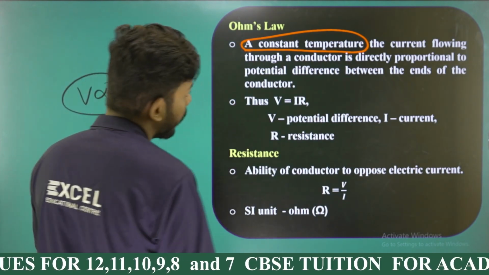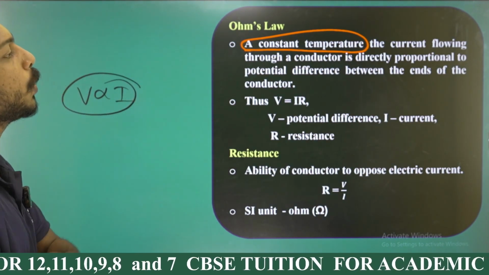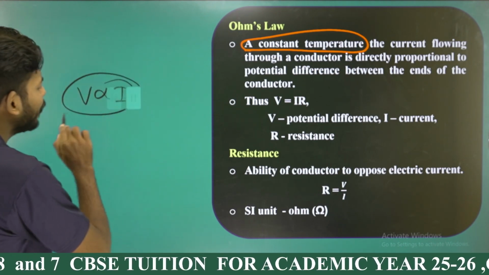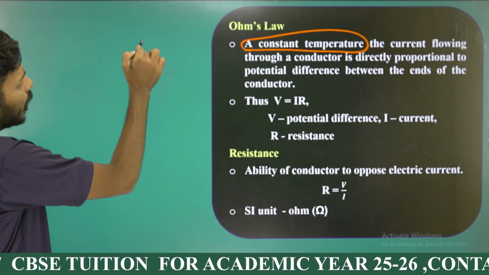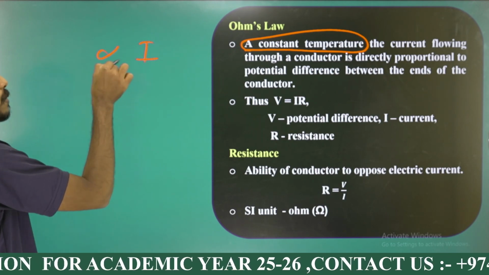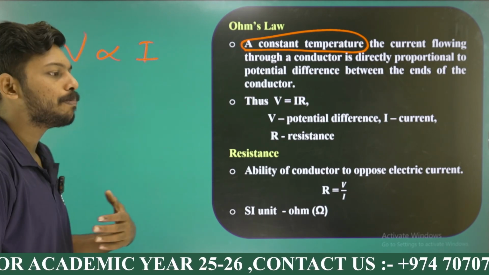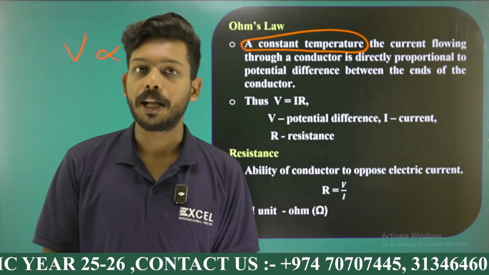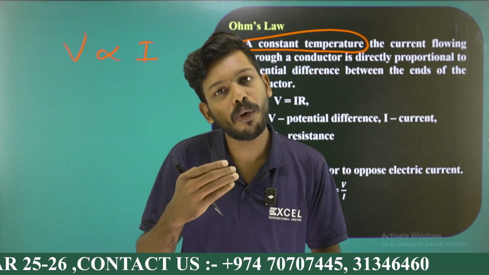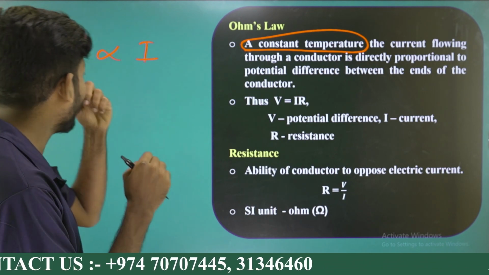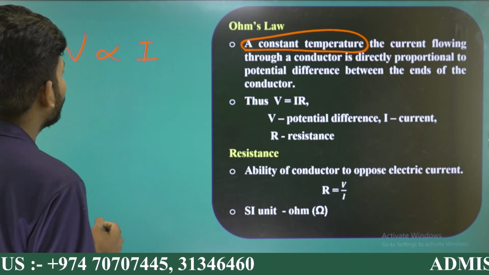The current flowing through a conductor is directly proportional to the potential difference. Already we have discussed that current is the flow of charge. The flow of charge is based on the repulsion. If the repulsion is high, the flow of charge will be high. If the repulsion is very small, the flow will be low. That's it. Potential is directly proportional to I.